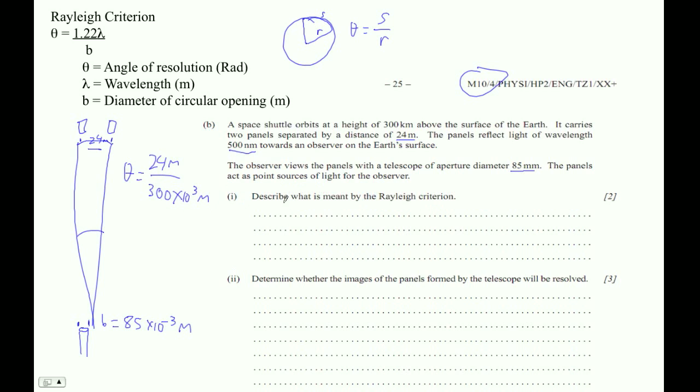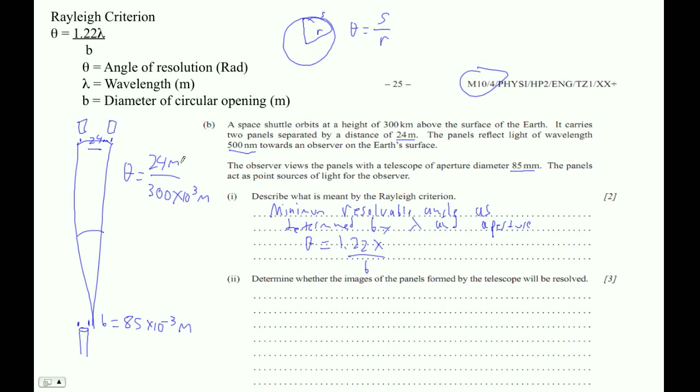Describe what is meant by the Rayleigh criterion. It is the minimum resolvable angle, as determined by the wavelength and the aperture. Theta equals 1.22 lambda divided by b, where lambda is the wavelength and b is the aperture. And then determine whether they would be resolvable.